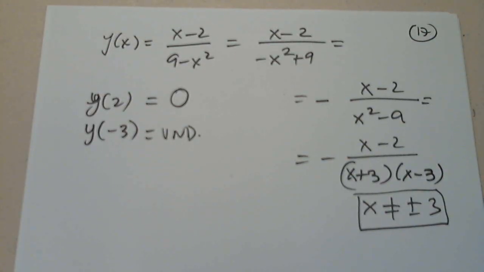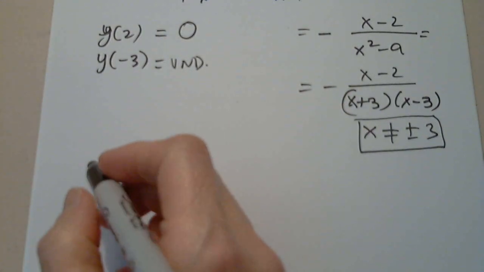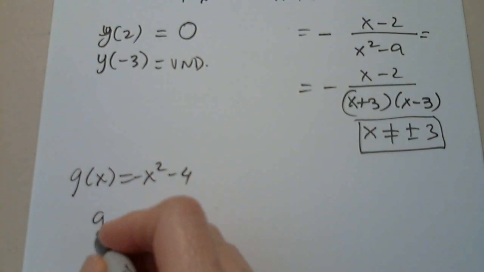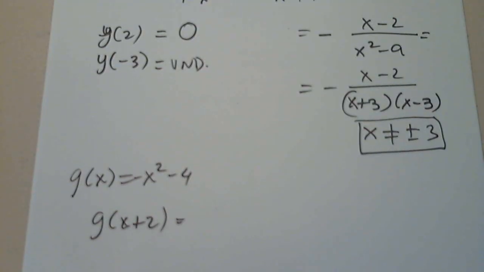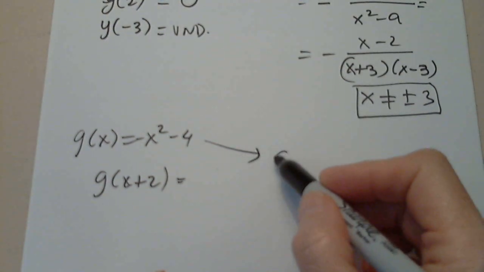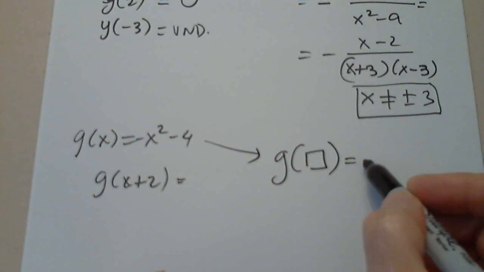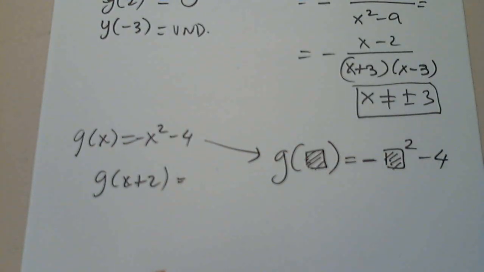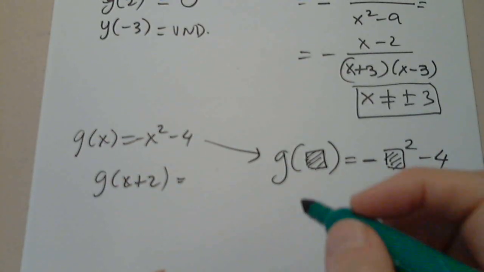For the function defined, find and simplify g of x plus 2. Okay. There is no secret here. G of x equals negative x squared minus 4. And they're asking us this. So careful here. When you give me this function, this is what I see. Which means you can throw anything at me. I will know how to handle it.